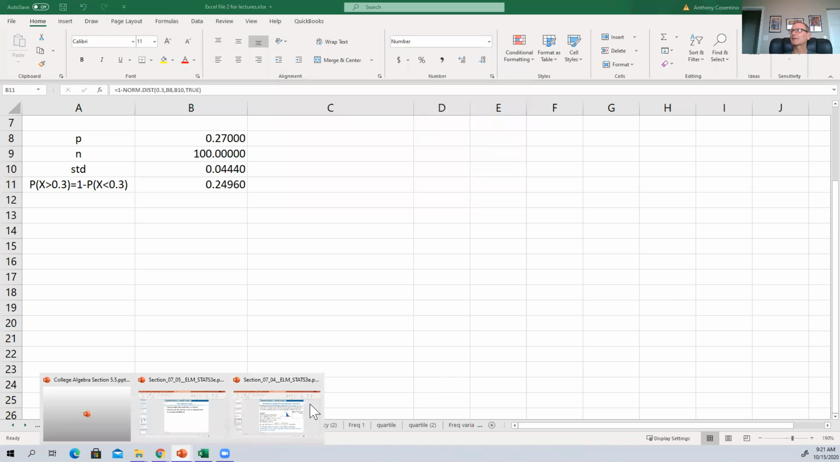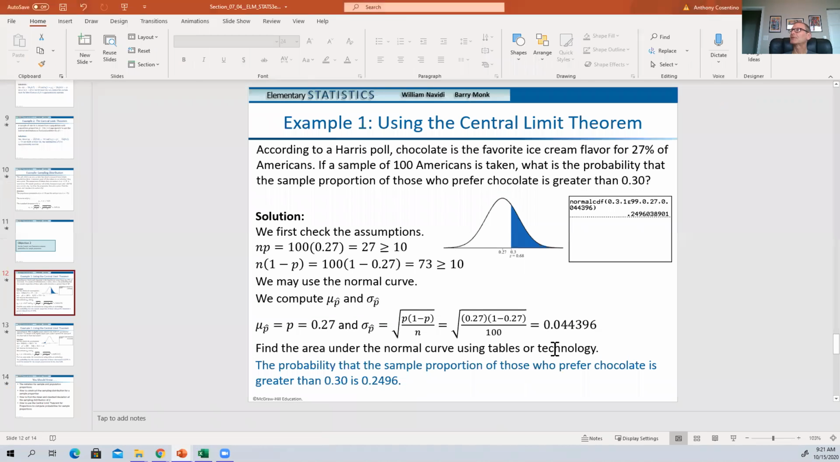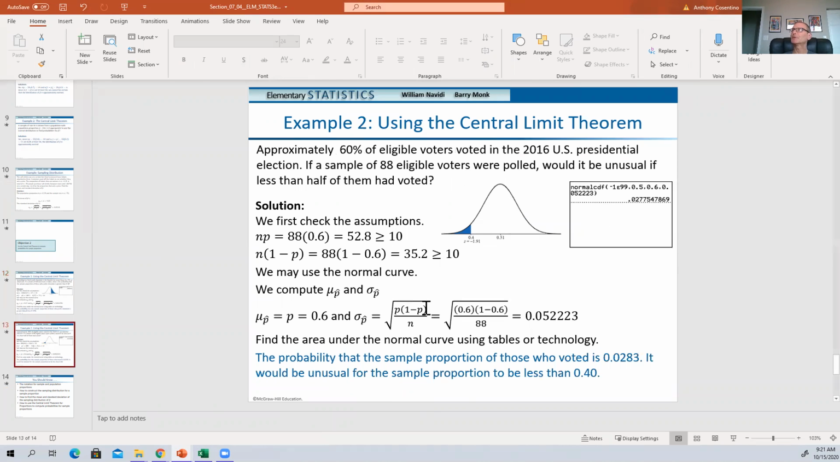When you go back to our slide here, you can see that if you use the calculator with the norm.cdf calculation, you would get the same thing. So like I said, we're just going to go through a couple. Let's go through one more.